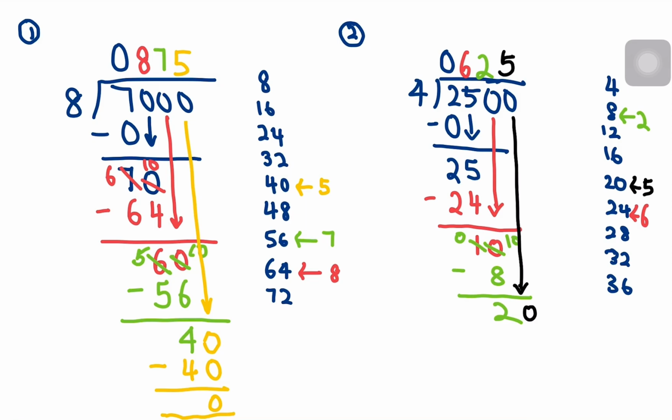Then what number do you minus? Minus 20. The arrow points at 20. 20 minus 20 equals 0. Okay, so you should get 625. Good job.